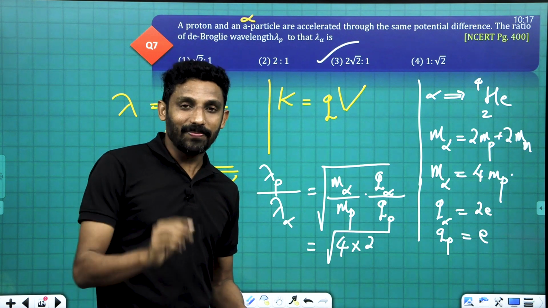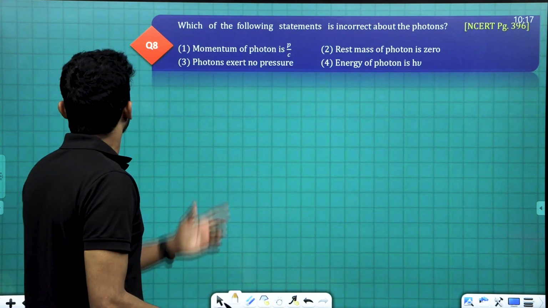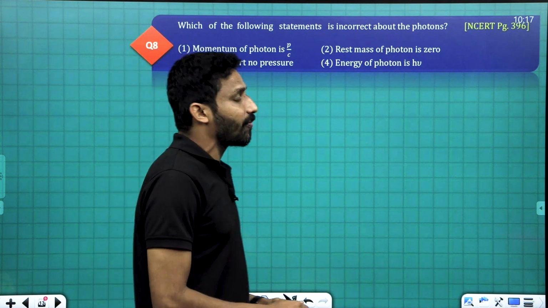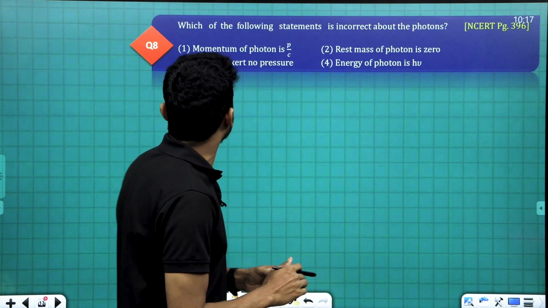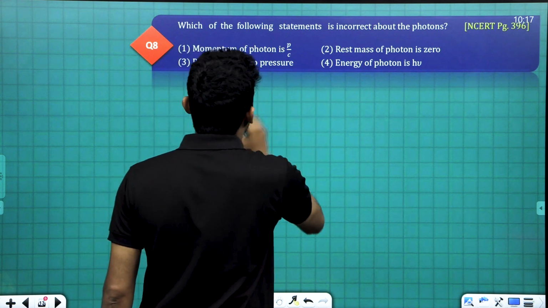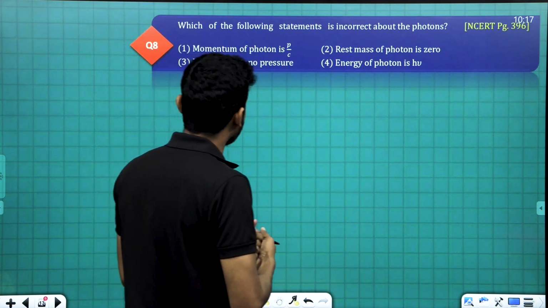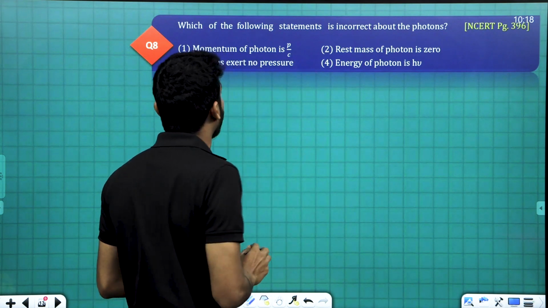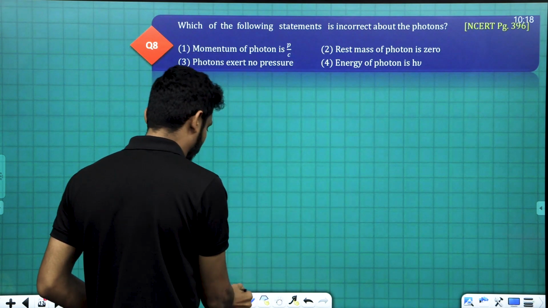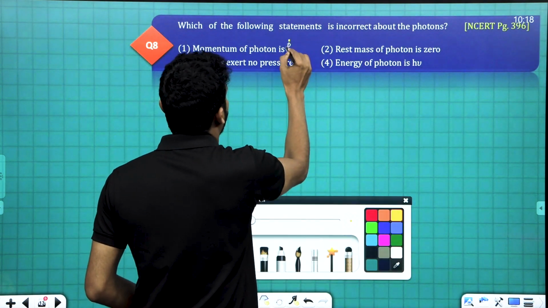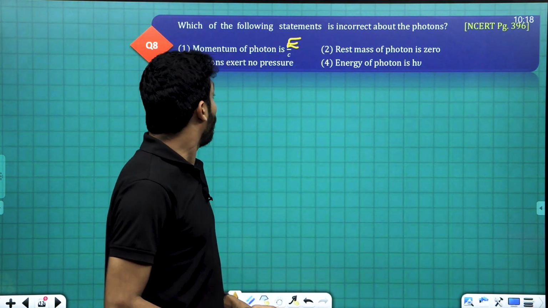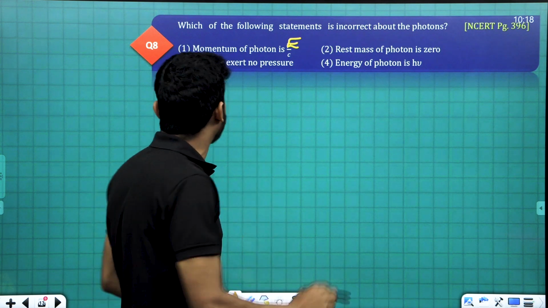Understand? Yes. The next one. Which of the following statements is incorrect about the photons? About the photons. See, the momentum of the photon is p by c. Actually, it is energy by c, E by c. Okay, a small correction there. The momentum of the photon is E by c. That is true.